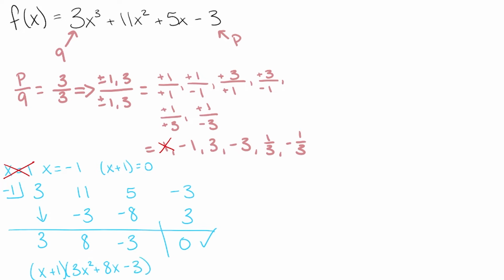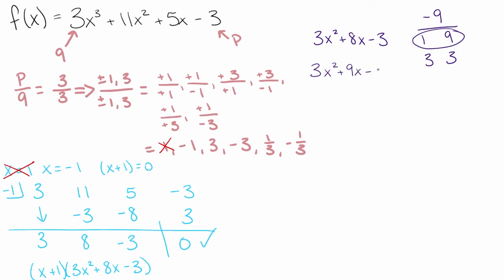Now, let's see if we can factor this quadratic function further. So we have 3x squared plus 8x minus 3. We'll do our a times our c, which is negative 9. Well, the factors of negative 9 are 1 and 9, and 3 and 3. We need 8, so we'll use 1 and 9. This becomes 3x squared plus 9x minus x minus 3. 9x minus x add to give us 8x, so this is correct.